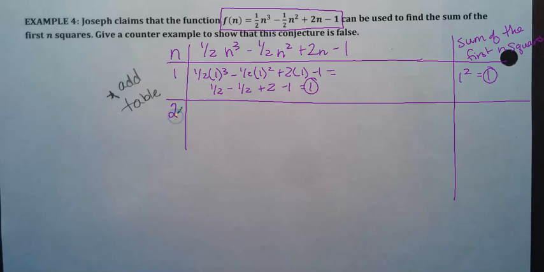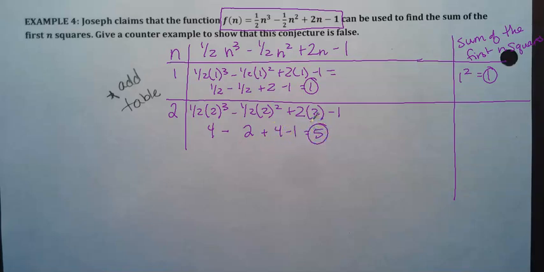All right, so we're going to move on to 2. So we're going to say 1/2 of 2 cubed minus 1/2 of 2 squared plus 2 times 2 minus 1. Because again, we're plugging our value, this 2 value, in for the variable every time. So 2 cubed is 8. 1/2 of 8 is 4. Minus 2 squared is 4. 1/2 of 4 is 2. Plus 2 times 2 is 4, minus 1. 4 minus 2 is 2. 2 plus 4 is 6. 6 minus 1 equals 5.